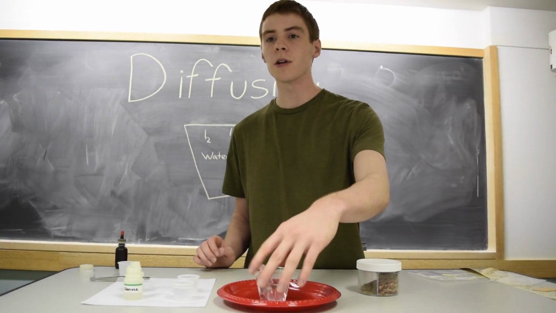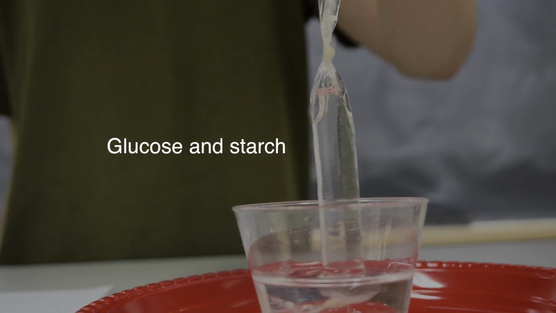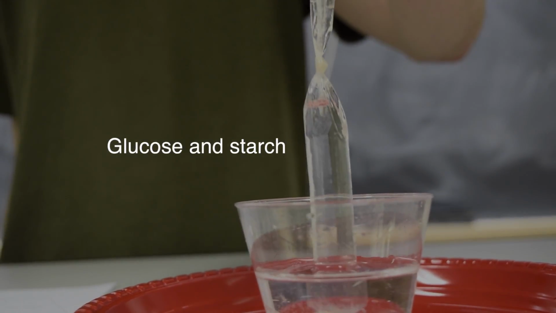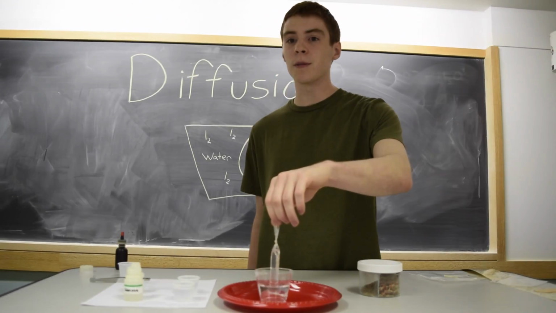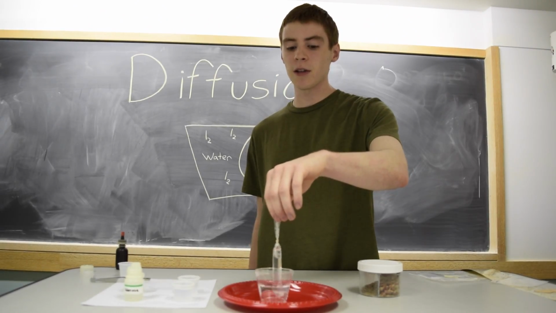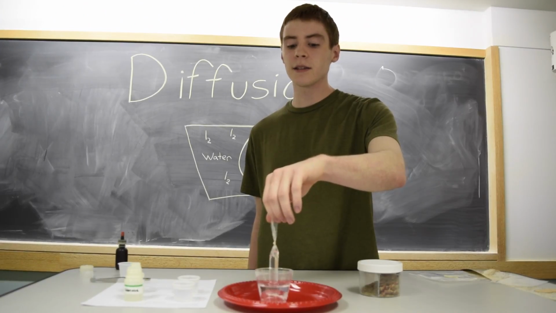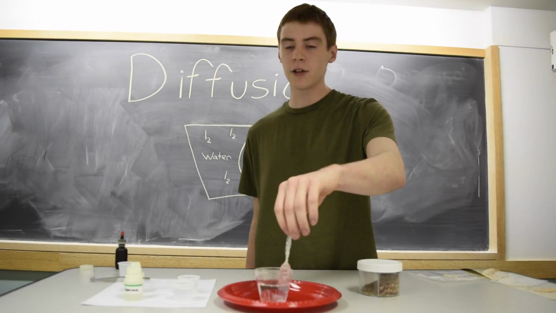This is the setup we're going to use today. Inside this dialysis tubing, there are glucose and starch solutions. The dialysis tubing acts like a semi-permeable membrane, and students are going to discover which of the 3 molecules, iodine, starch, and glucose, can pass through the dialysis tubing.